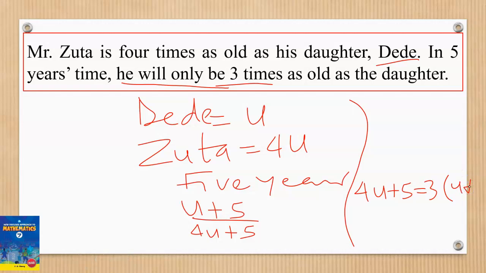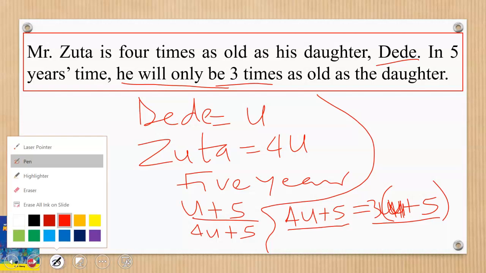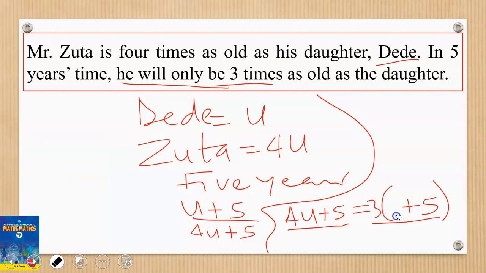All right, so let me write it well here. So this is how the whole thing is going to look. 5 years to come, Mr. Zuta is going to be 3 times as old as the daughter, and the daughter in 5 years to come is u plus 5, so it will be 3 times u plus 5. So this is how we write this mathematical statement from this word problem.